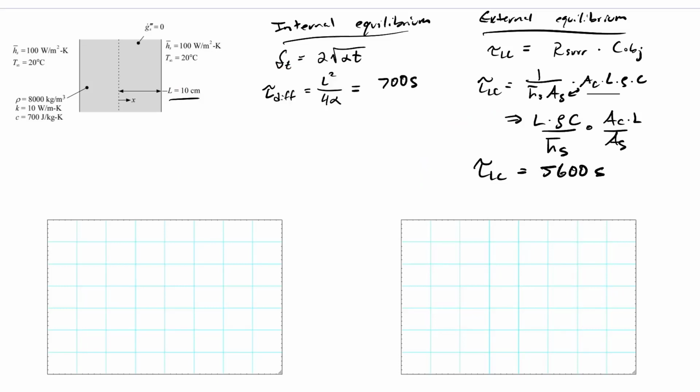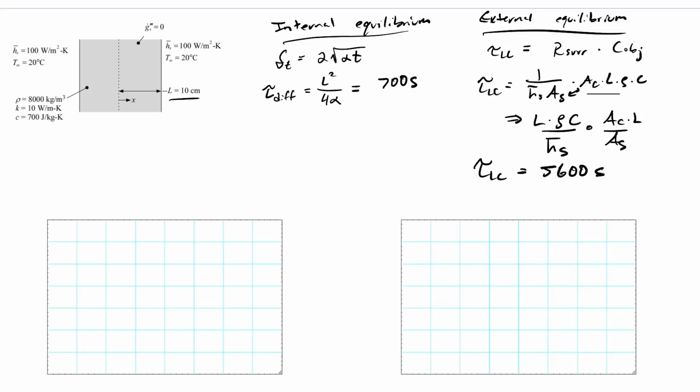The point of what I'm saying here is, let's look at these two things in comparison to each other. Tau LC is 5,600. Tau diff is 700. What does that say? That says that it's going to take much less time for the heat to propagate in and come to an internal equilibrium than it is for this entire body to come to equilibrium with its surroundings.